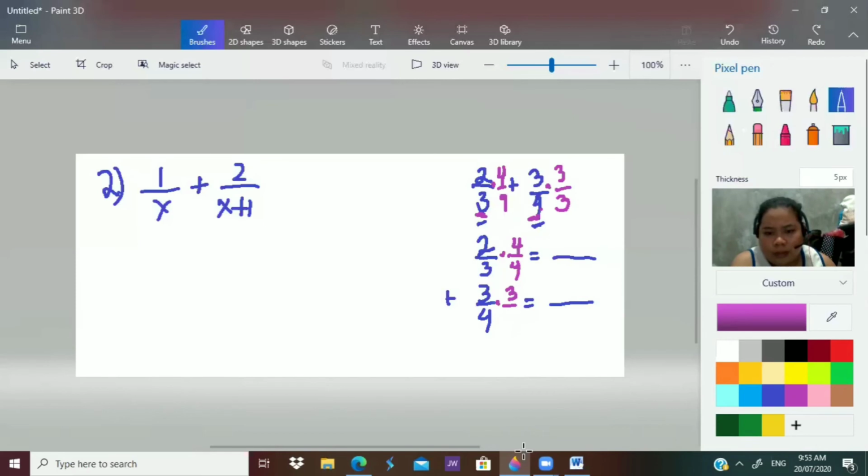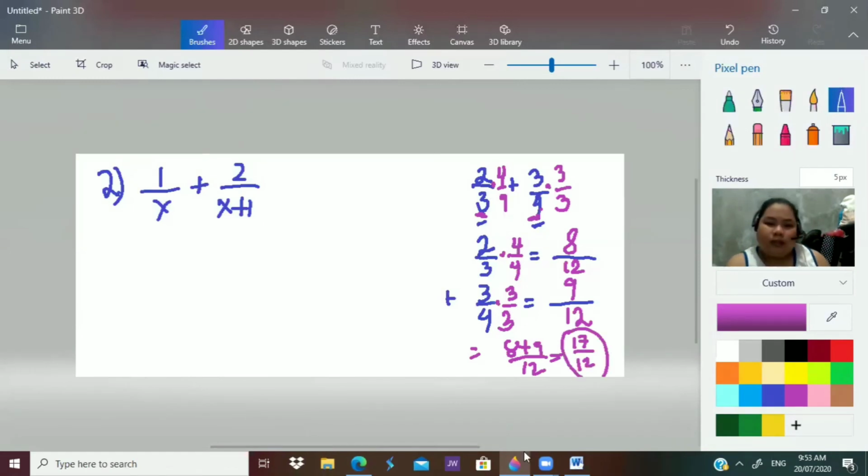So ito magiging 3 over 3 po ngayon yan. Okay, so magkakaroon tayo ngayon 3 times 4. This would be 12. And 2 times 4, that would be 8. Ito naman, 4 times 3, that would be 12. And 3 times 3, that would be 9. So you have now 8 plus 9 over 12. So that would be 17 over 12. Yan. So yan ngayon yung answer natin. So ganun siya ginagawa kapag totally different ang denominators natin.